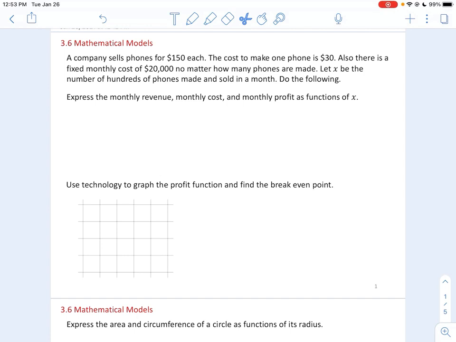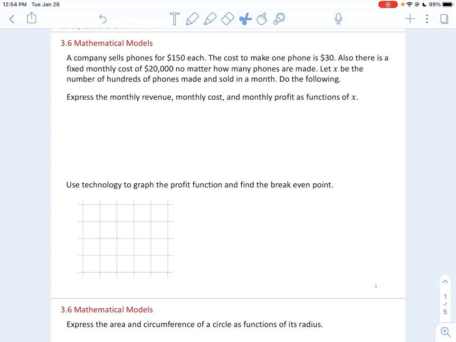The first task. A company sells phones for $150 each. The cost to make one phone is $30. Also, there is a fixed monthly cost of $20,000 no matter how many phones are made. Let X be the number of hundreds of phones made and sold in a month.